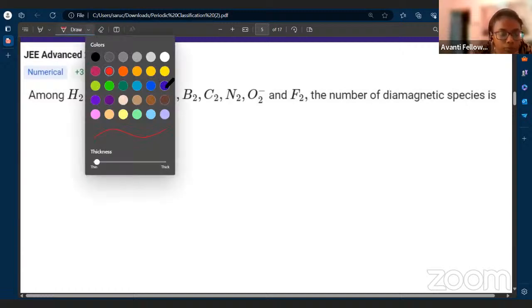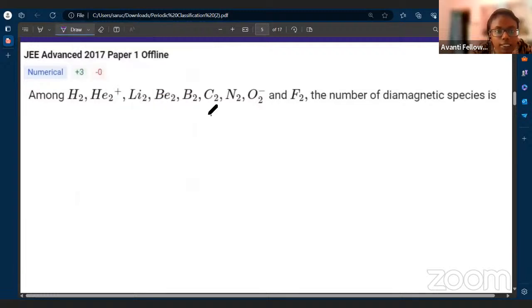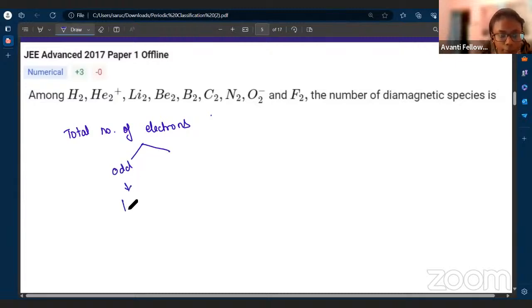You just calculate the total number of electrons in the molecule. Okay. If the number of electrons is odd, it is going to be paramagnetic. And if the number of electrons is even, it is going to be diamagnetic. And there is one exception in even. If it contains 10 or 16 electrons, it is going to be paramagnetic.